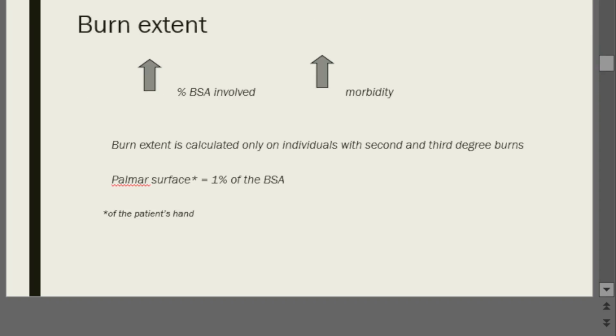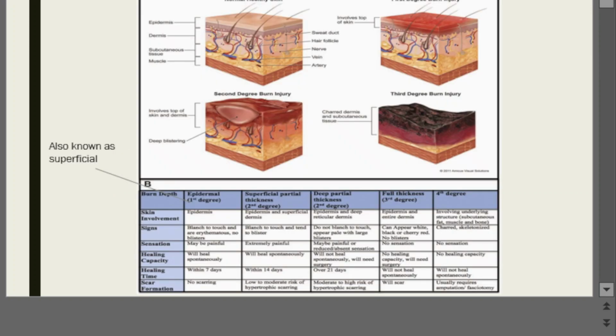And here it is. I'm using our not latest terminology, but basically this is a slide that shows you that the higher percent of body surface area that's involved with a burn, the higher risk the patient has for mortality. And the burn extent is calculated only on individuals with second and third degree burns, or our full or partial thickness burns, instead of just our superficial burns.